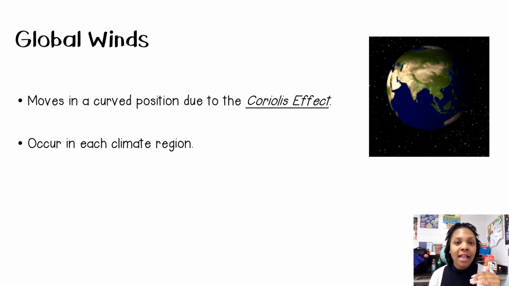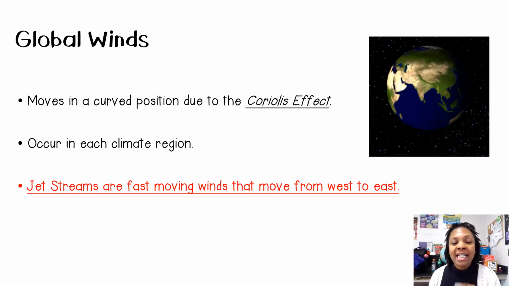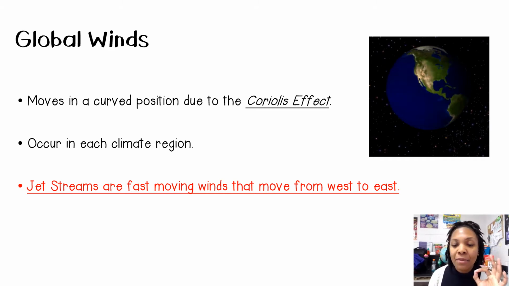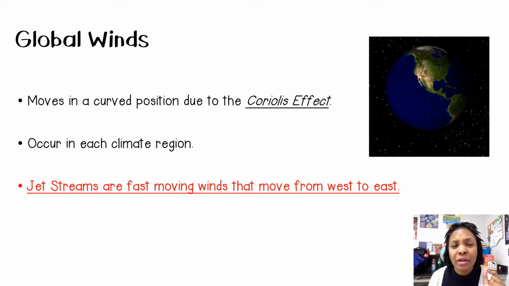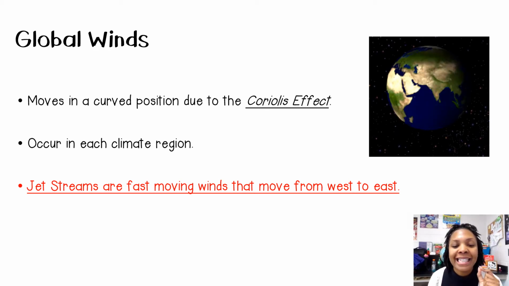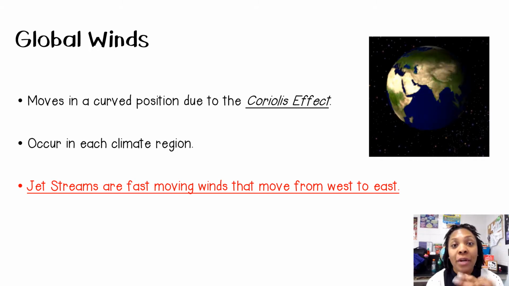So we've talked about climate regions for the past 2 weeks. All right, and then jet streams are fast moving winds that move from west to east. This is super important, and I want you to write this down. It is red and it is underlined because it is super important.